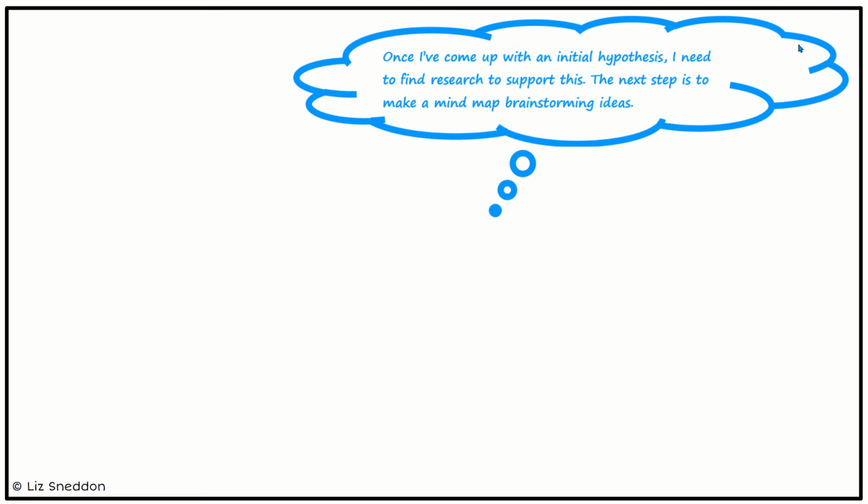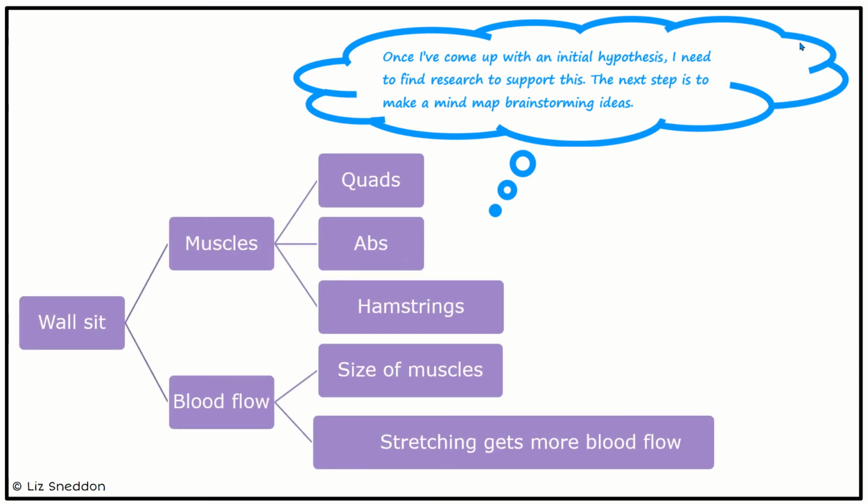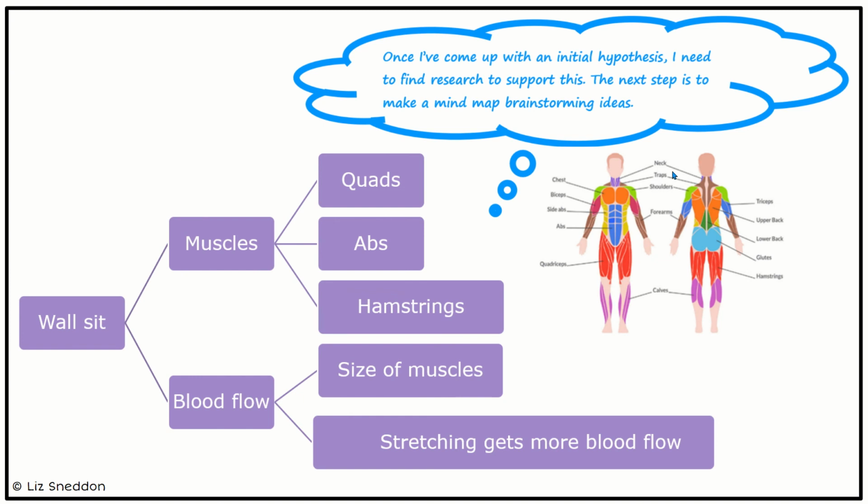Okay, so the next thing we want to do is find some research to support this idea. So I want to do a mind map, for example. What I've done there is I said, okay, well, here's my wall sit. I'm going to think about the muscles. What are the different muscles involved in this? I found a bit of an info diagram here, and I decided mainly quads, abs, and hamstrings. Those are the core muscles that are used probably, but I don't know for certain. I should actually do some research on that.